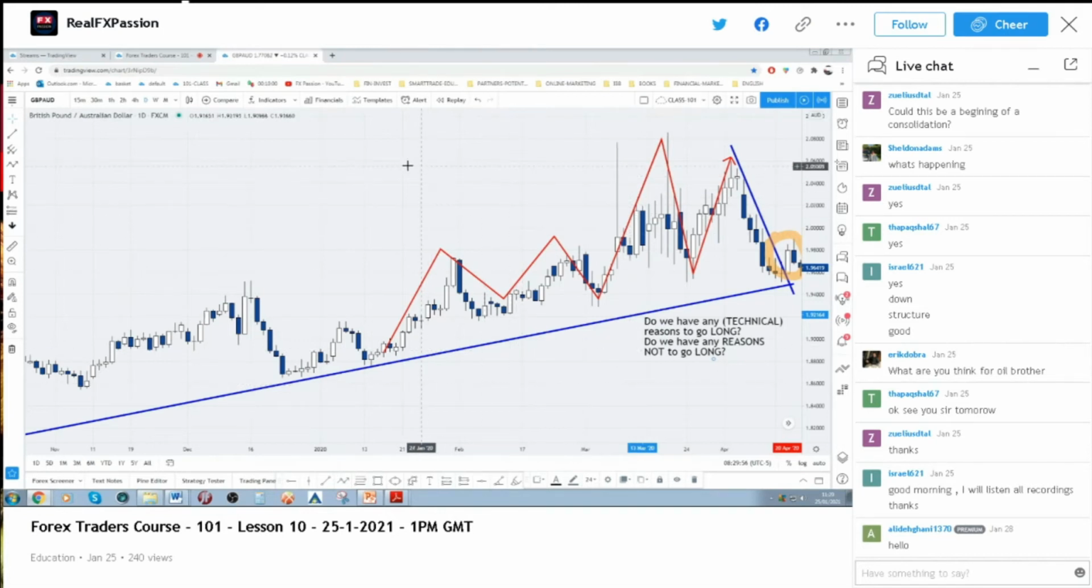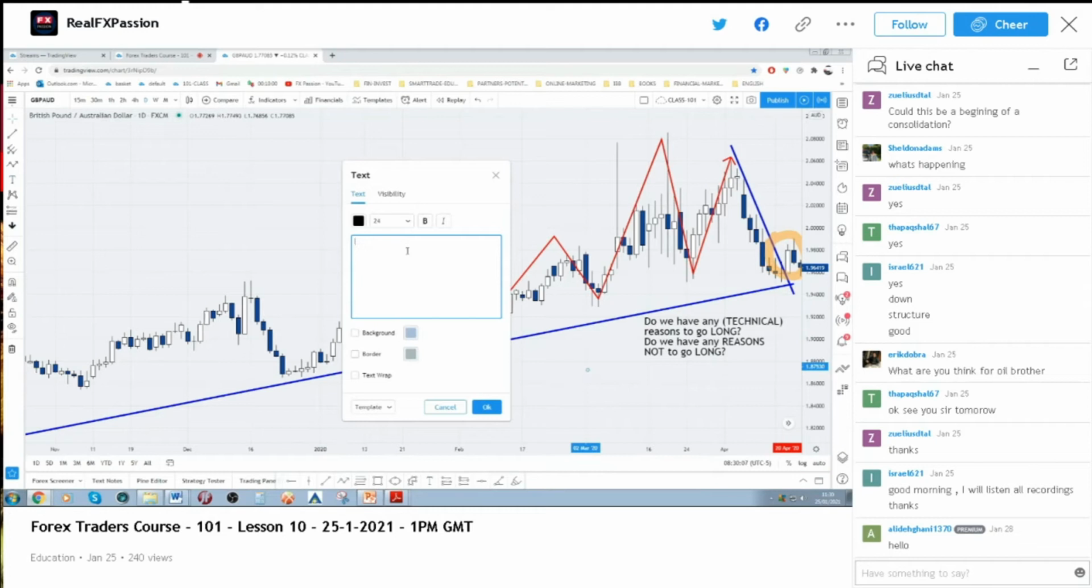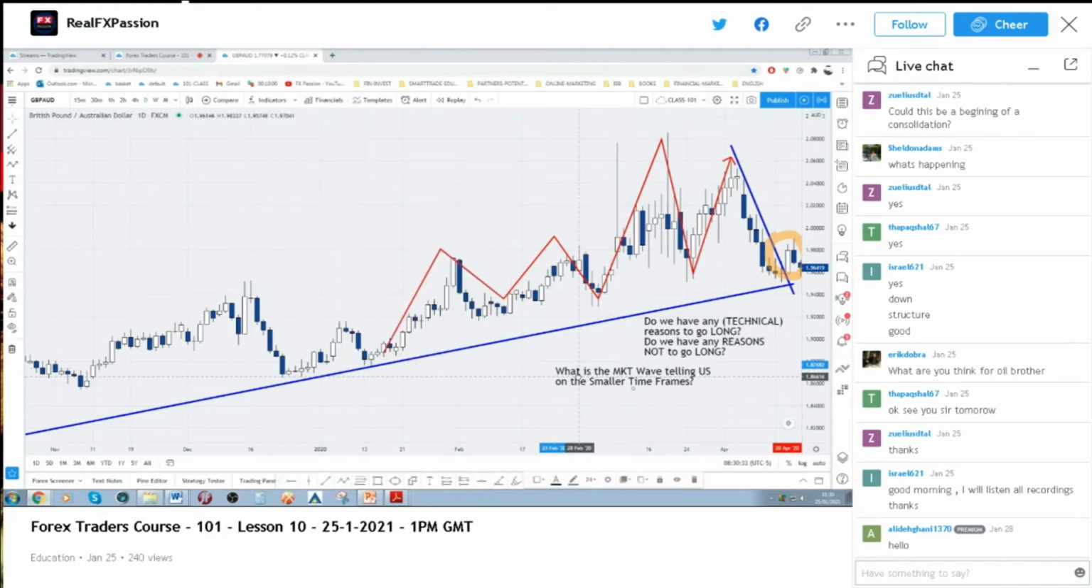Now, what is the four? So this is one. Now it's just an example. It could be the 2-hour chart, and it could be the 1-hour chart. You know, what is the market wave? And no, this is not Elliott, everybody. What is the market wave telling us on the smaller time frames?